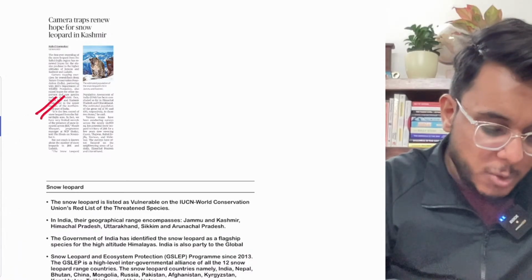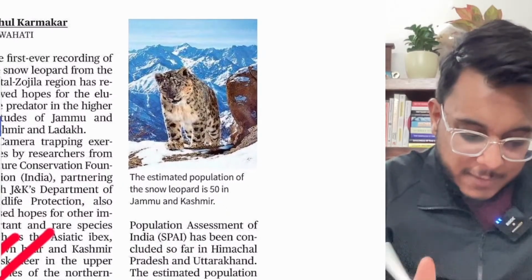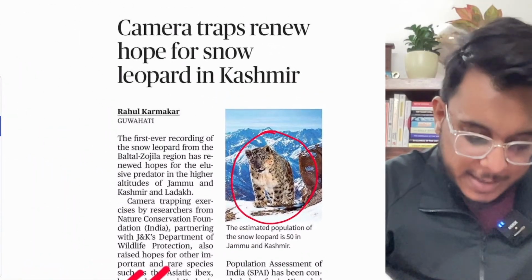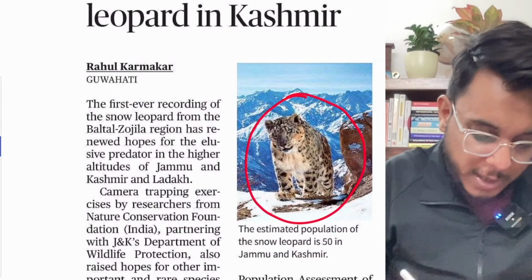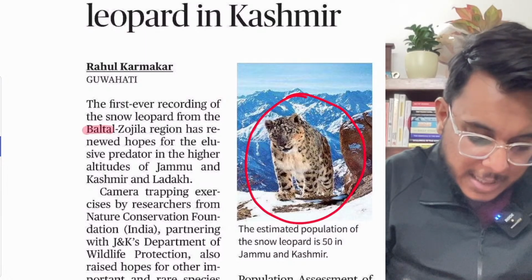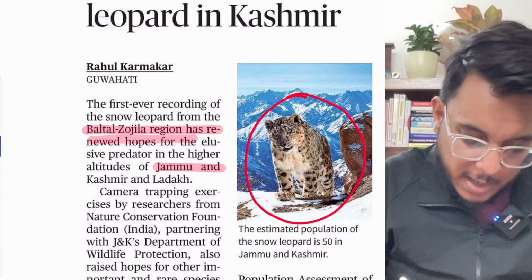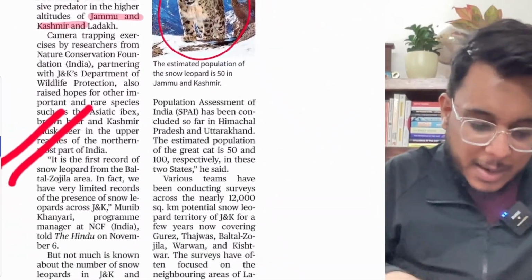Camera traps renew the hopes for the snow leopard in Kashmir. Now, guys, when we talk about the snow leopard, recently a snow leopard has been caught on camera in the Baltal Jozila region in the Jammu and Kashmir and Ladakh region. Now you see this particular thing.